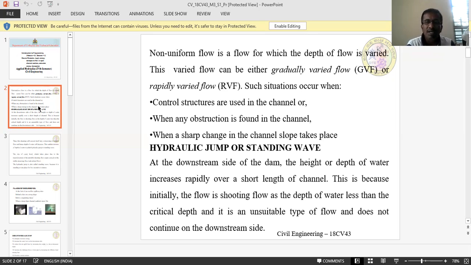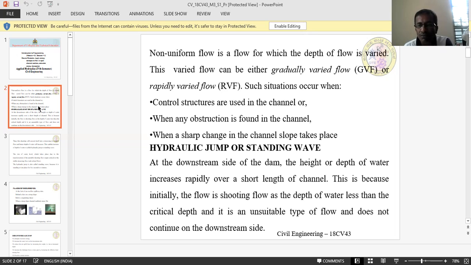So once you are familiar with gradually varied flow and rapidly varied flow, where exactly does it occur? Usually control structures are used in the channel. That means if you put an obstruction in the flow, then gradually varied flow or rapidly varied flow may occur. When any obstruction is found in a channel, like a dam, reservoir, crest gate, weirs, spillways and all these things, or when there is a sudden change in the slope of the channel, then also there is gradually varied flow or rapidly varied flow.